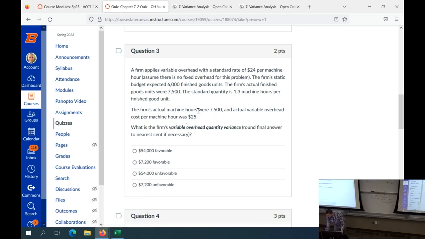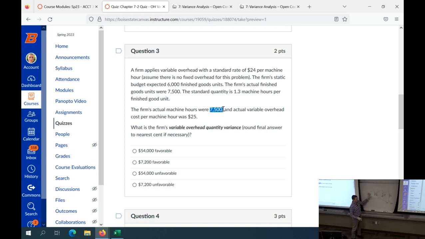Firm's actual machine hours were 7,500. That's an actual quantity, because the quantity of the cost driver is the quantity we're worried about. It's machine hours in this case. It's cost driver amount, 7,500. And the actual overhead cost per machine hour is $25. So that's actual price right here.